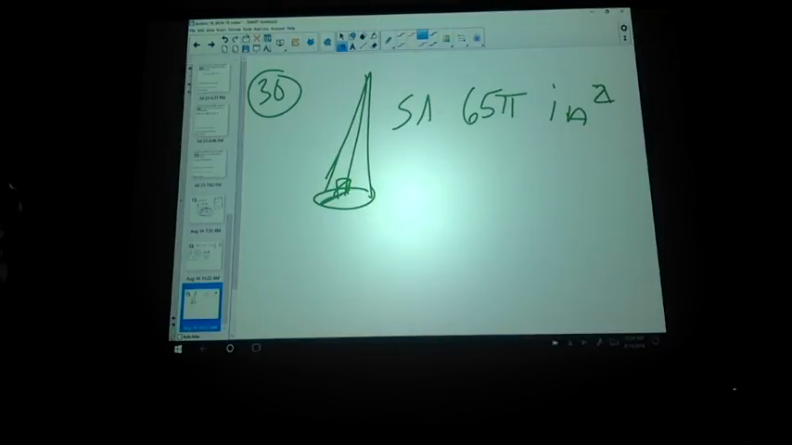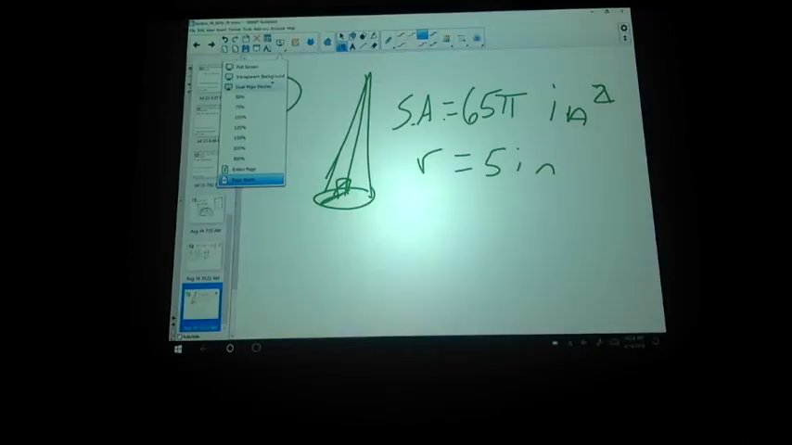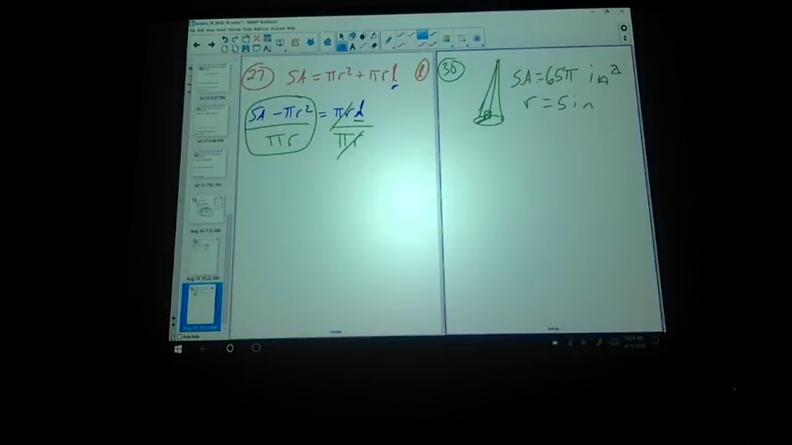It's not catching up with me. I'm writing so fast. And then my radius, they tell us, is 5 inches. Right? Okay, let's see if we can do this. We're going to go here. We're going to do dual display. All right, so we're going to use problem number 27 because they wanted us just to find, I believe, number 30. They wanted us to find the slant height.